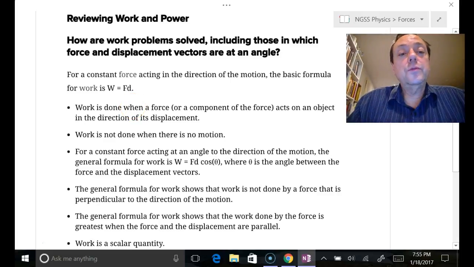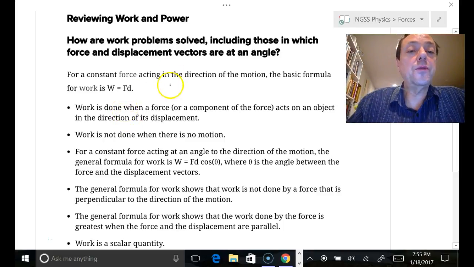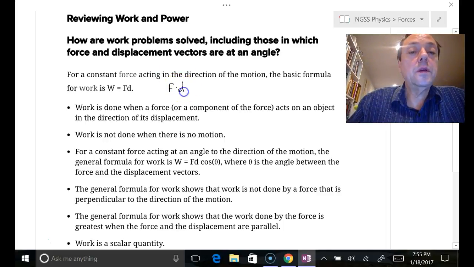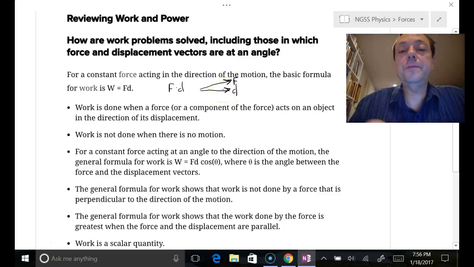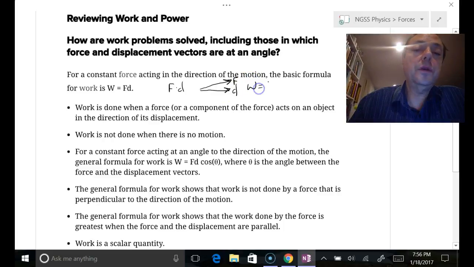Okay? So anything times zero is zero. So you must have a force, and that force must move the object through a displacement. If it's off axis, say this is the force and it's displaced in this direction, then the work would be force times distance times the cosine of the included angle.